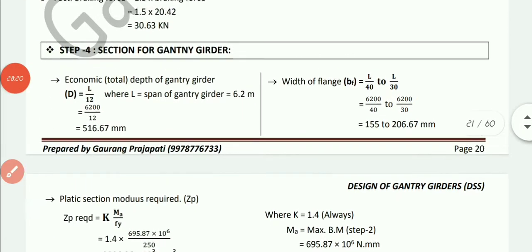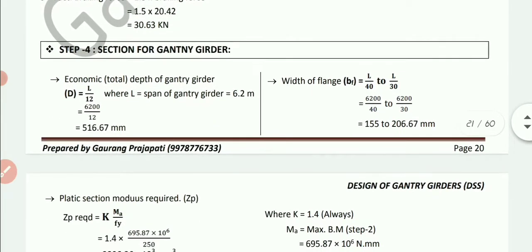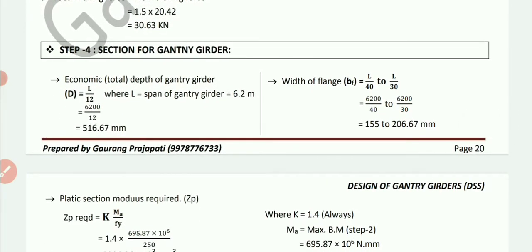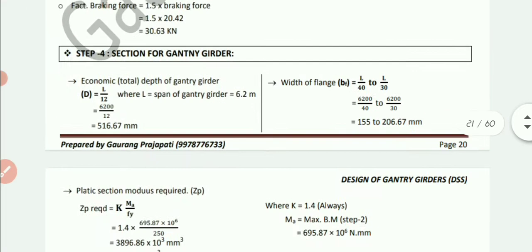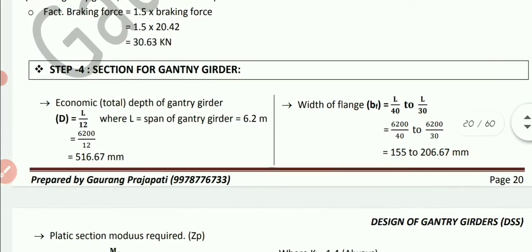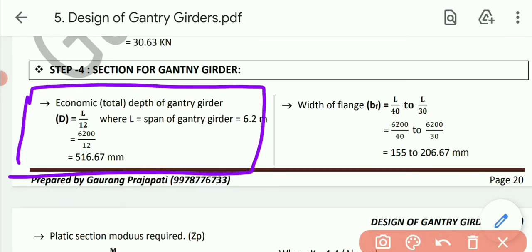Okay, so these are the first 3 steps of the gantry girder. Let's go to step number 4, that is section selection for the gantry girder. Now, like a plate girder, the gantry girder is also a built up section. First of all, let us calculate the requirement criteria for the design of the gantry girder. For that, see step number 4. First of all, the economic depth of the gantry girder. The formula is L by 12, where L is the span of the gantry girder, that is 6.2 meter.